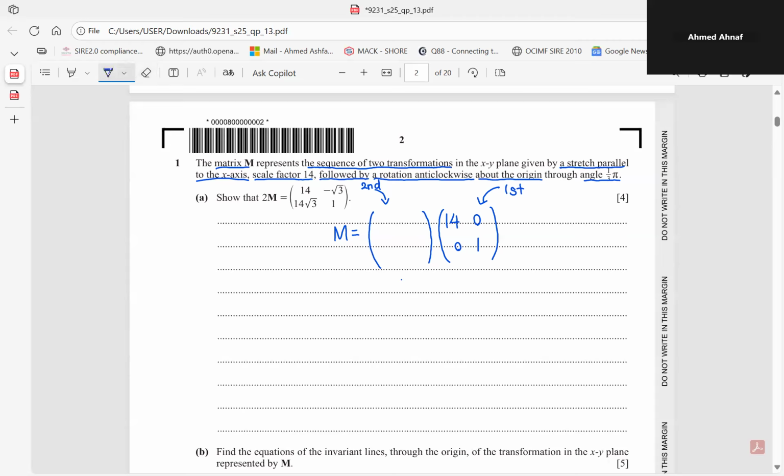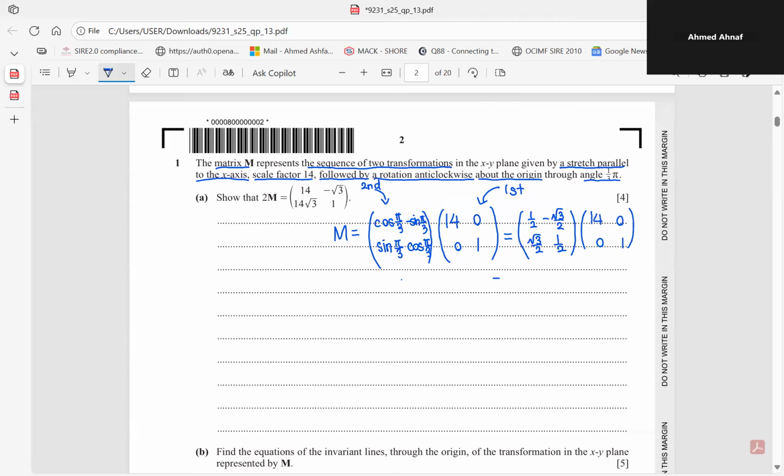All right, so anyway, this would be cosine pi over 3, minus sine pi over 3, sine pi over 3, cosine pi over 3. Now let's simplify these matrices. Cosine pi over 3, that's half. Minus sine pi over 3, that's minus square root 3 over 2. Sine pi over 3 is square root 3 over 2, and cosine pi over 3 is half. And this is 14 0 0 1.